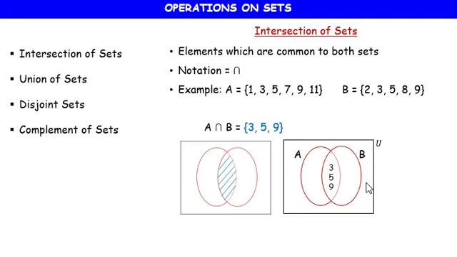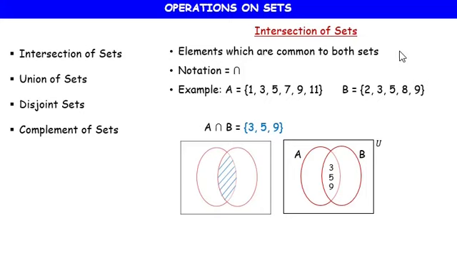Okay, so let's now talk of operations on set. Under this we are going to look at concepts like intersection of set, union of set, disjoint set, and complement of set. Alright, so these are the four concepts we are going to look at under operations on set. So let's begin with intersection of set.